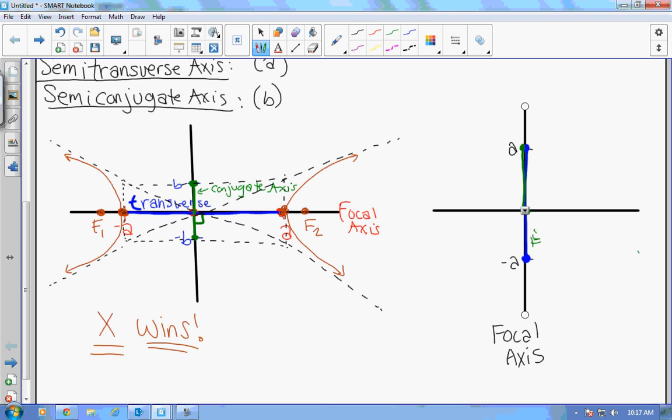Okay, again, this is the transverse axis. It should be the chord from vertex to vertex along the focal axis. Drawing B on the x-axis, it should be a shorter distance from the origin than A was. If we connect negative B to positive B, what's this axis? Good, the conjugate axis. And half of it would be the semi-conjugate axis.